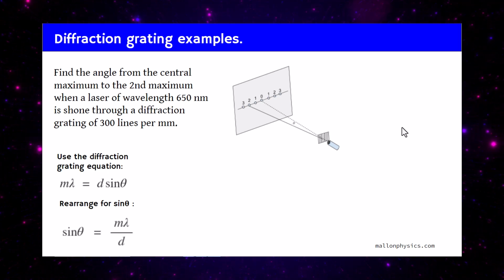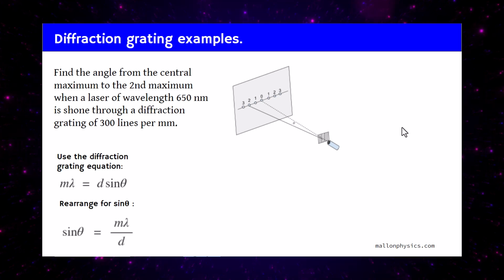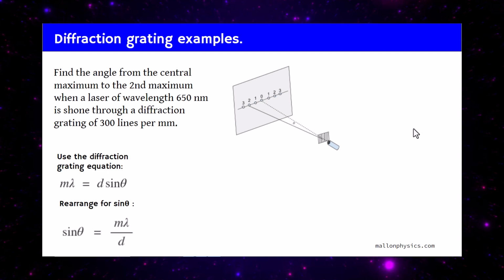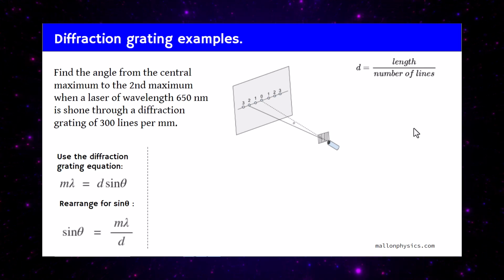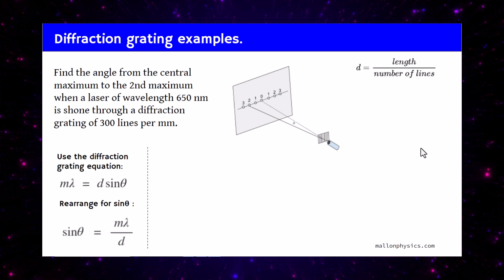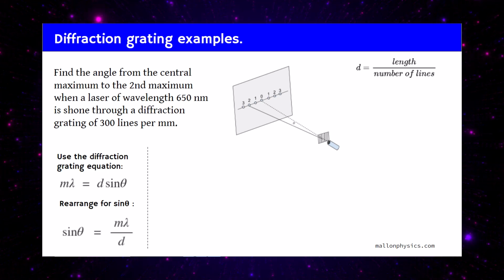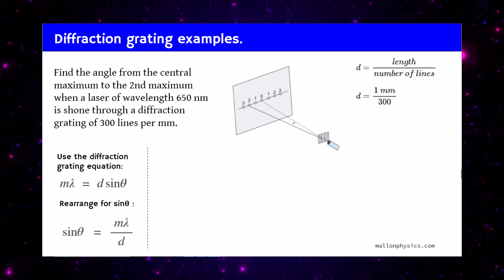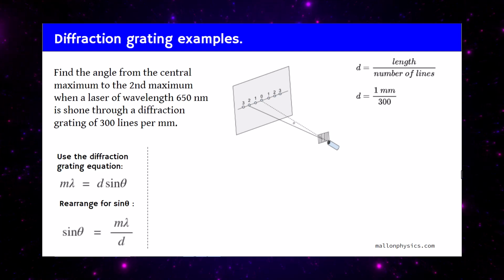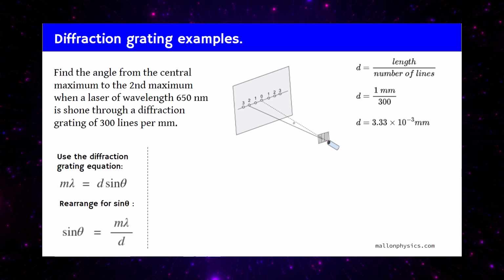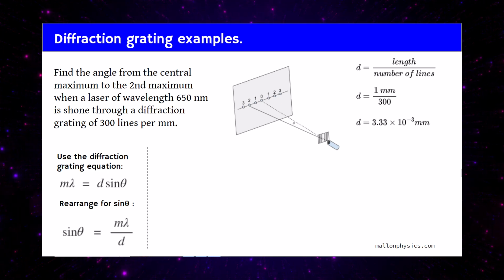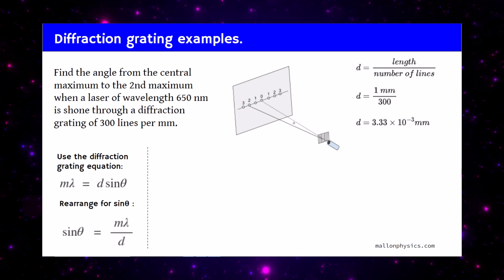Now before we start putting all our data in, I'd like to find d, which is the slit spacing. To do that we know we're dealing with 300 lines per millimeter. So to find d, it's really the length divided by the number of lines covering that length. Over the course of 1 millimeter, we've got 300 lines. So d is going to be 1 millimeter divided by 300, which gives us an answer of 3.33 times 10 to the minus 3 millimeters. That's the little slit spacing on the diffraction grating.